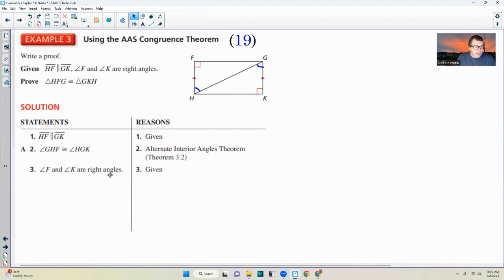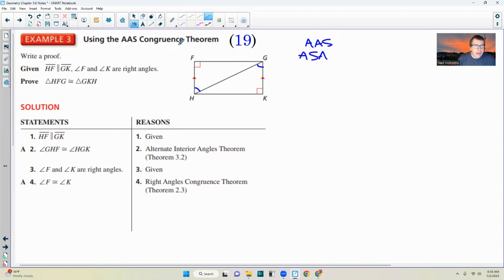That's a given. Okay. F is congruent to K, or I shouldn't say congruent yet. Angle F and angle K are right angles. That is given, but now we can say they are congruent because of the right angles congruence theorem. If two angles are right angles, they're both 90 degrees. Obviously, they're congruent. So now we have an angle and an angle. So now the big question is, do we have AAS or do we have ASA? And obviously, it's going to be AAS.